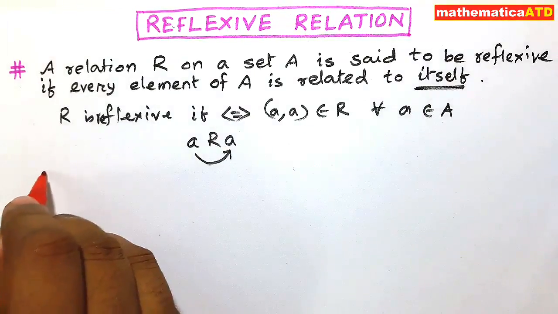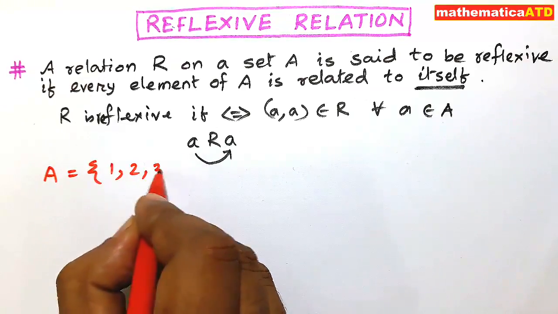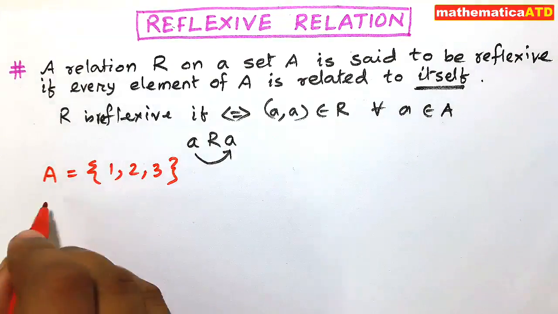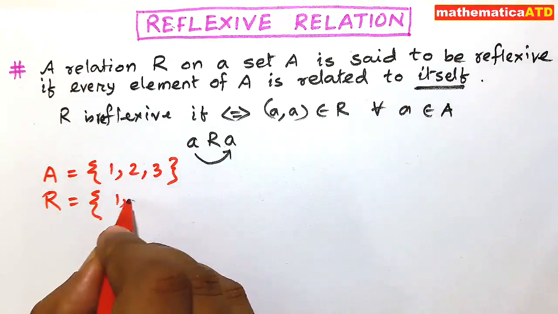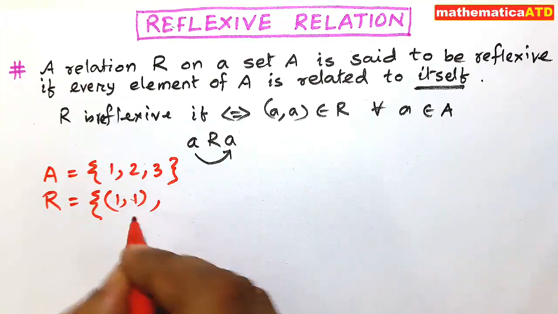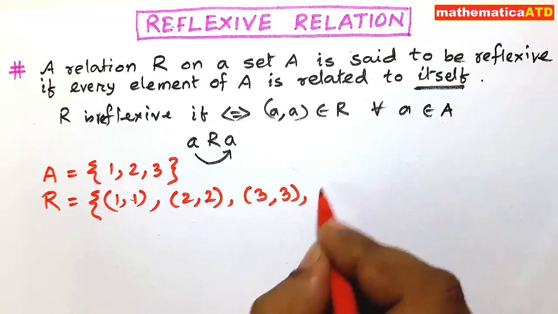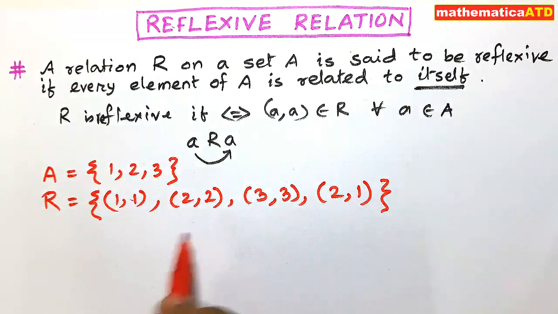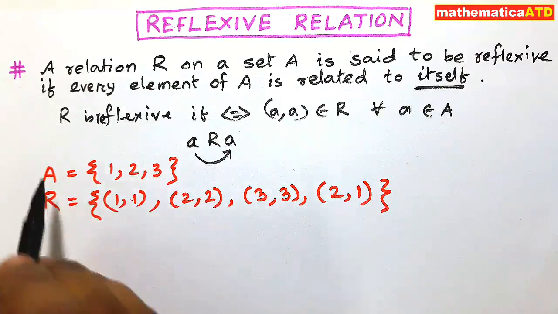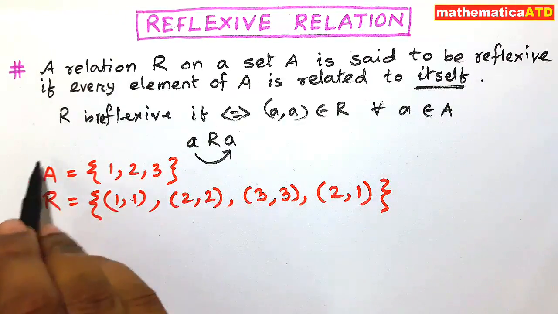Suppose we consider a set capital A which contains three elements 1, 2 and 3. Then we consider a relation, say R, like this: ordered pairs (1, 1), (2, 2), (3, 3), (2, 1). This relation is reflexive on the set A. But why is this relation reflexive on this set A?